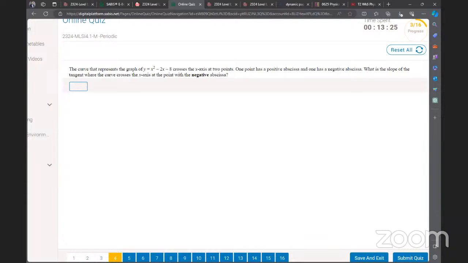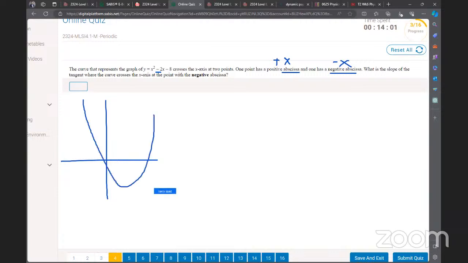Okay, before I read the question, what does abscissa mean? The word abscissa means the x coordinate. Okay, so we have here positive x coordinate and negative x coordinate as indicated in the question. Okay, let's read the question. We have a curve, and sometimes drawing makes everything clear. y equal x squared minus 2x minus 8. So b here is negative, so that means our vertex will lie on the right side. The y-intercept here will be -8.